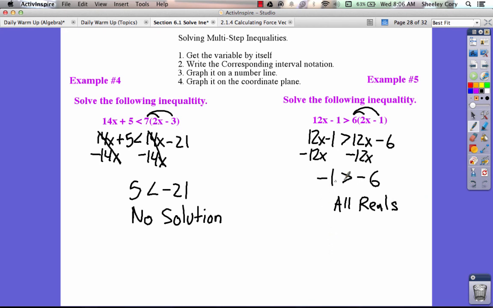So let's go ahead and write for this one here, there is no solution set. For this one here, the interval would be negative infinity to infinity. And you should write that down so that you can tell that this is all reals. The solutions are from negative infinity to infinity.